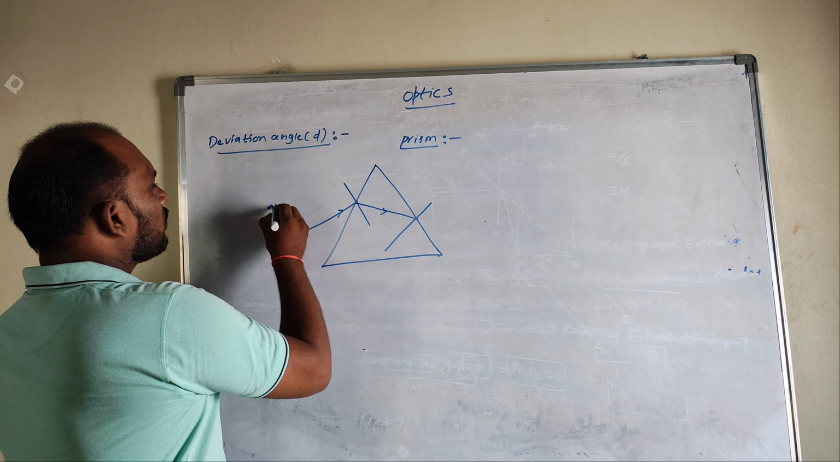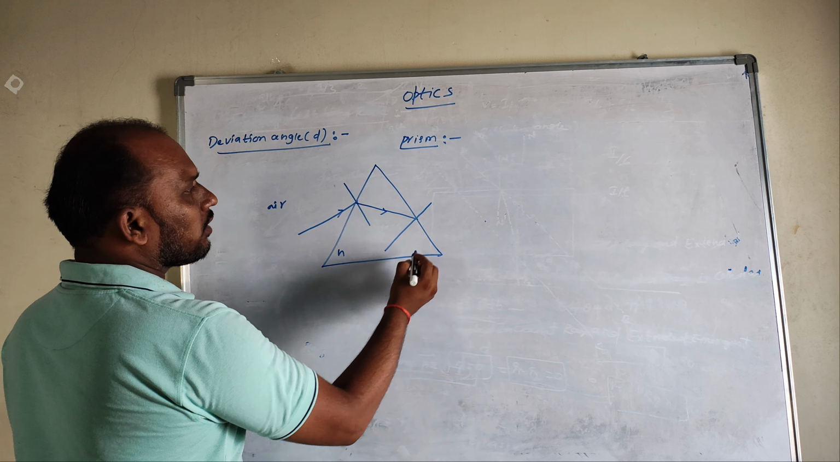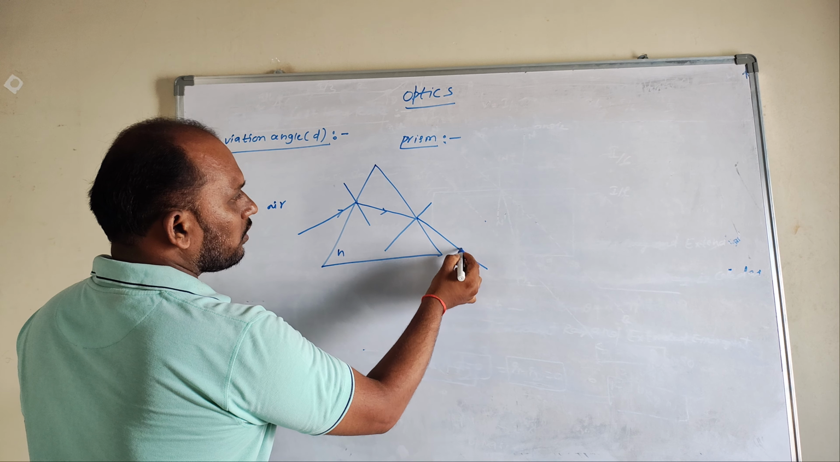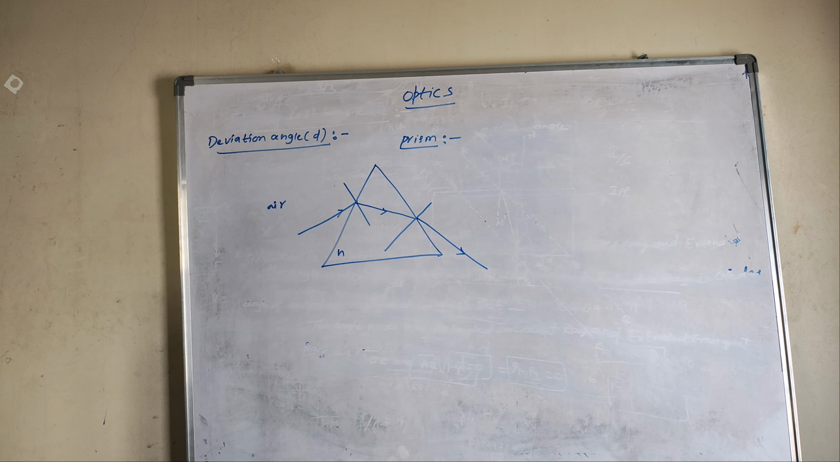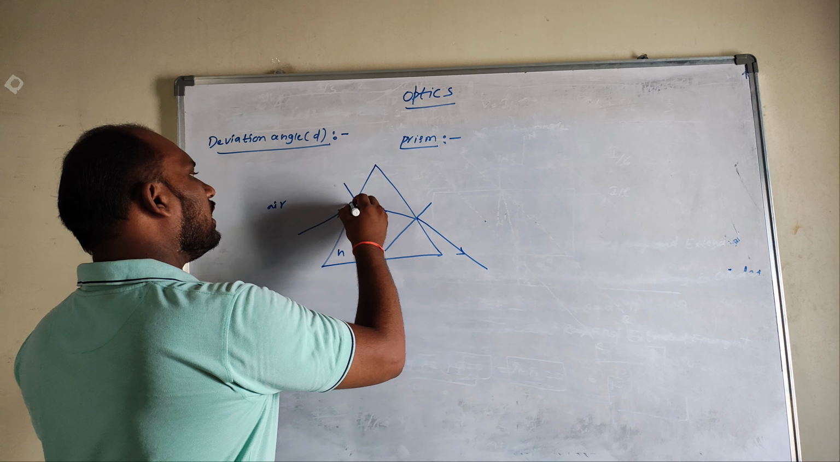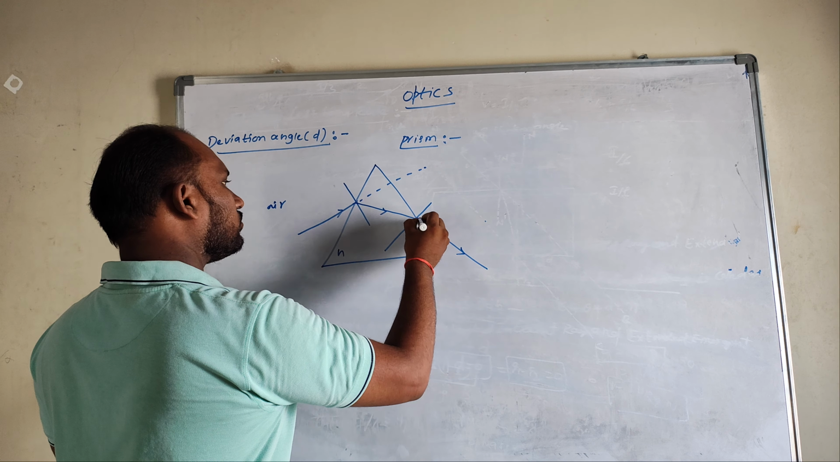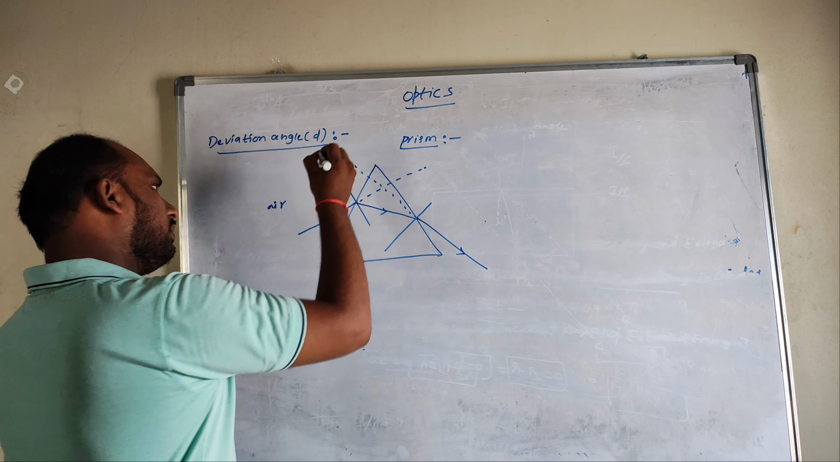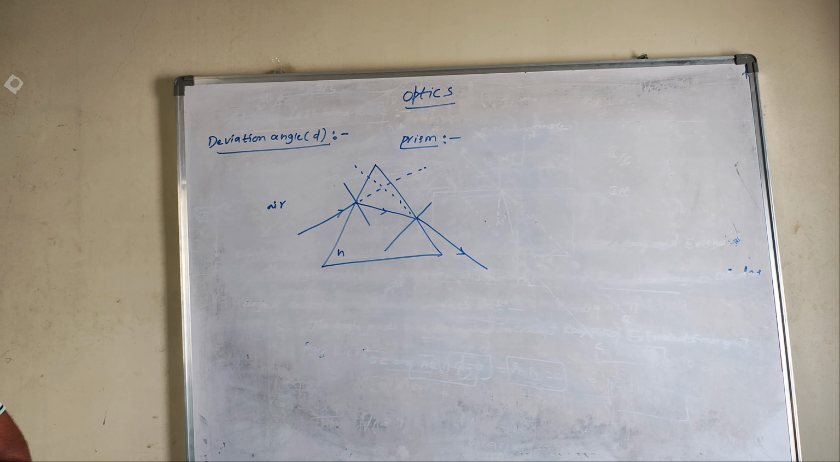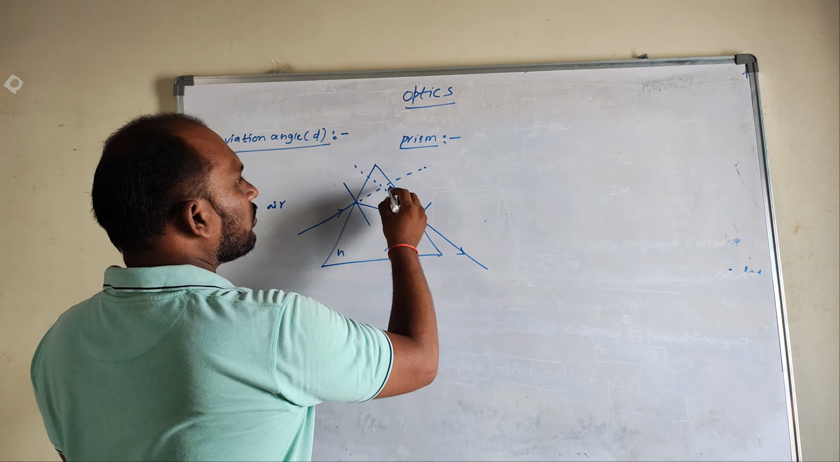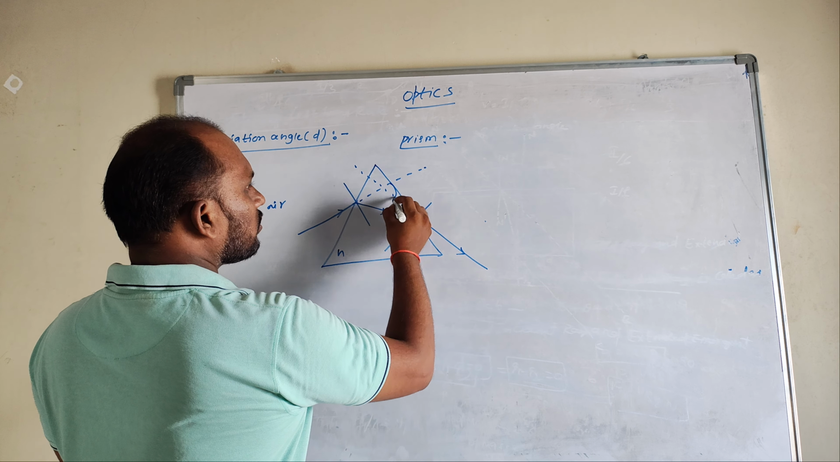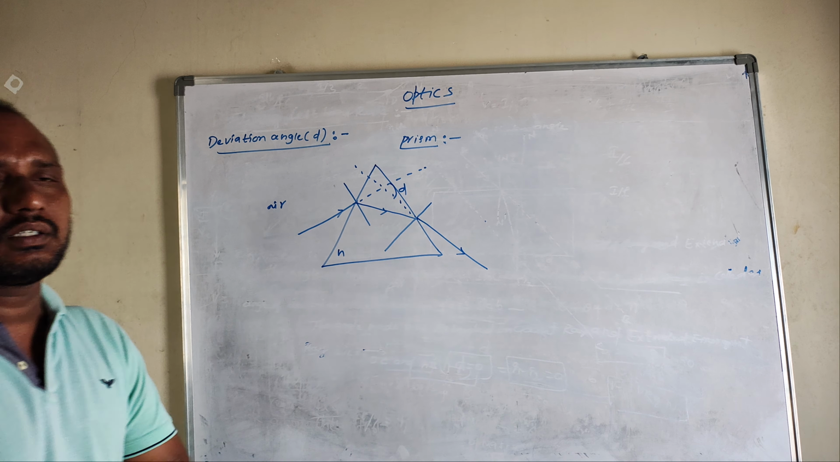So this is air, a rarer medium. And I have to get an emergent ray. Simple. Once again I have to extend the incident ray, and extend the emergent ray. This is D, which I want to calculate.